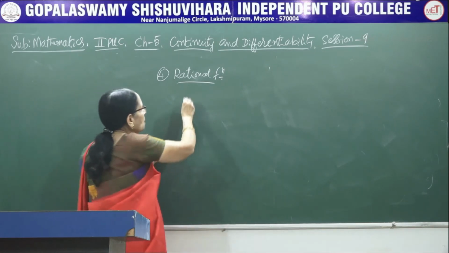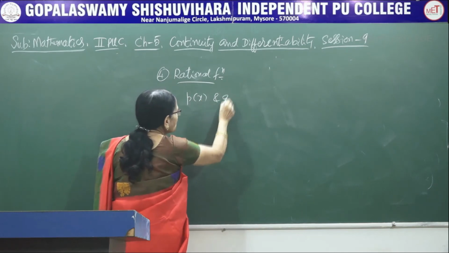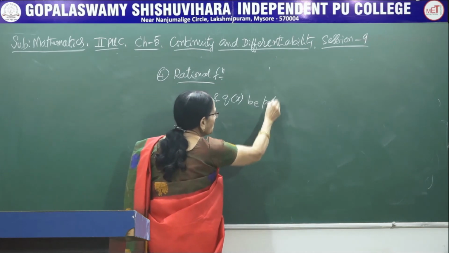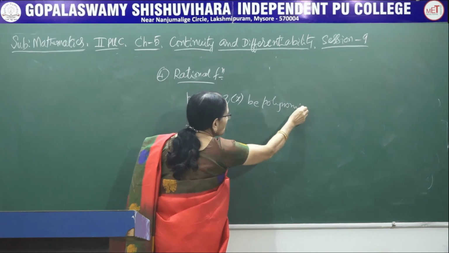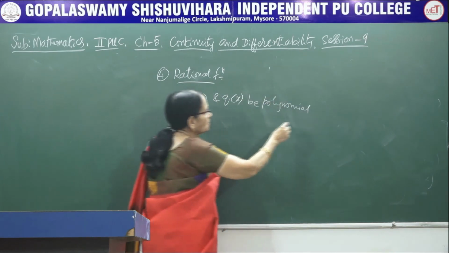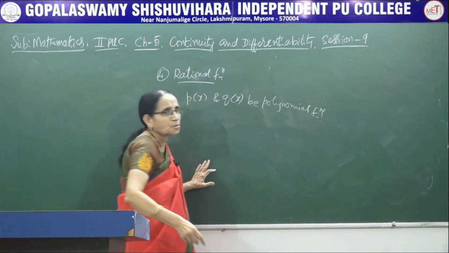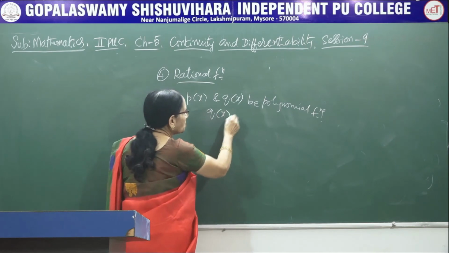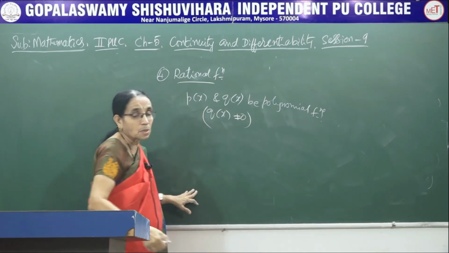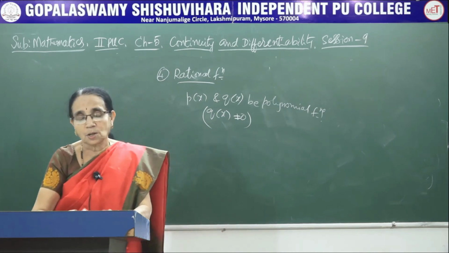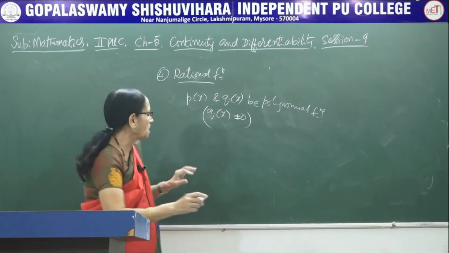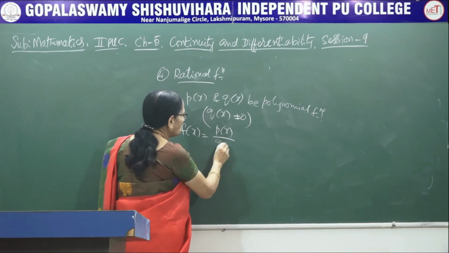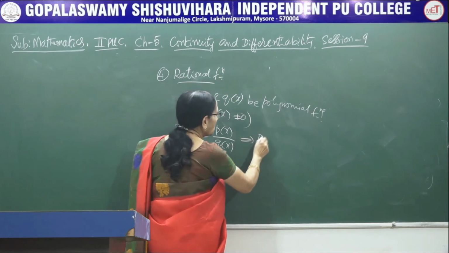Suppose there are two polynomial functions, say p(x) and q(x). Let p(x) and q(x) be polynomial functions. That is why I am considering this after I discussed the polynomial function. If p(x) and q(x) are polynomial functions, and another condition, q(x) should not be equal to 0, always you have to consider that condition, then f(x) equal to p(x) divided by q(x) is called a rational function.